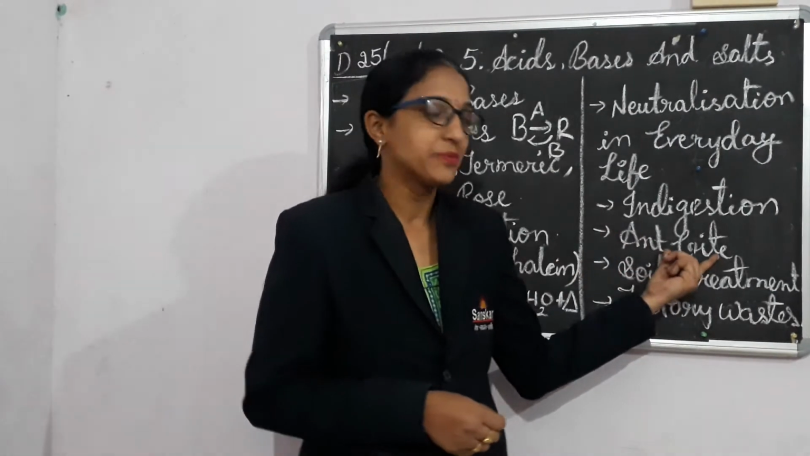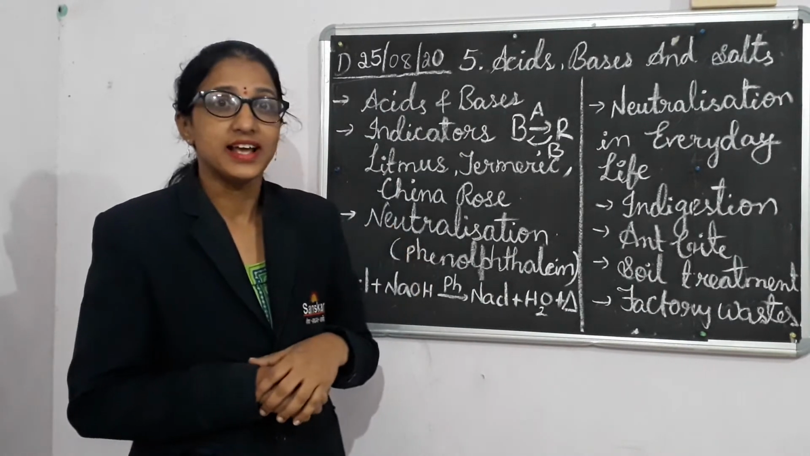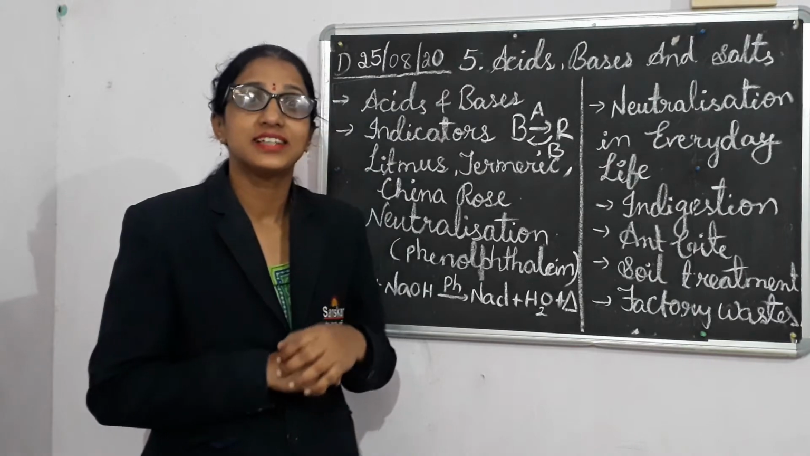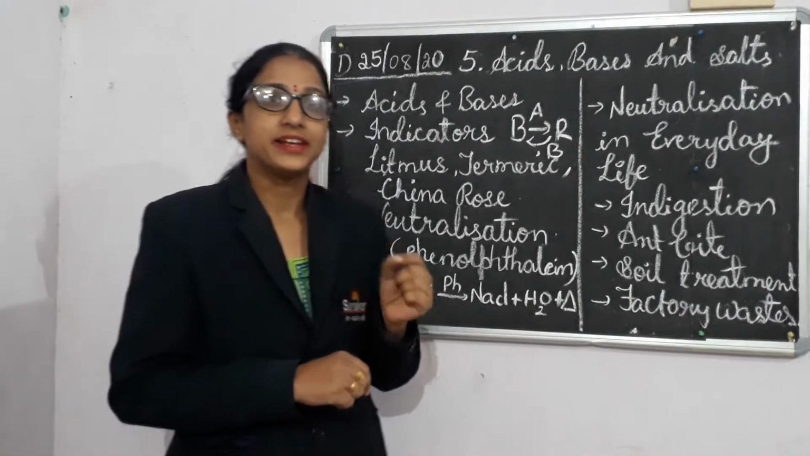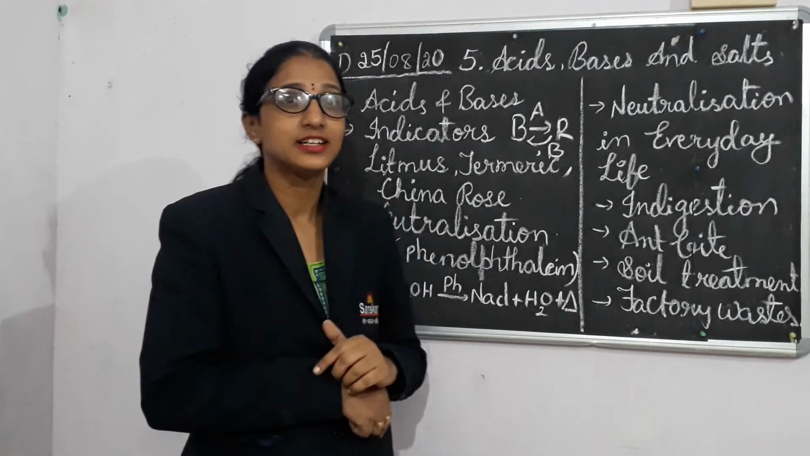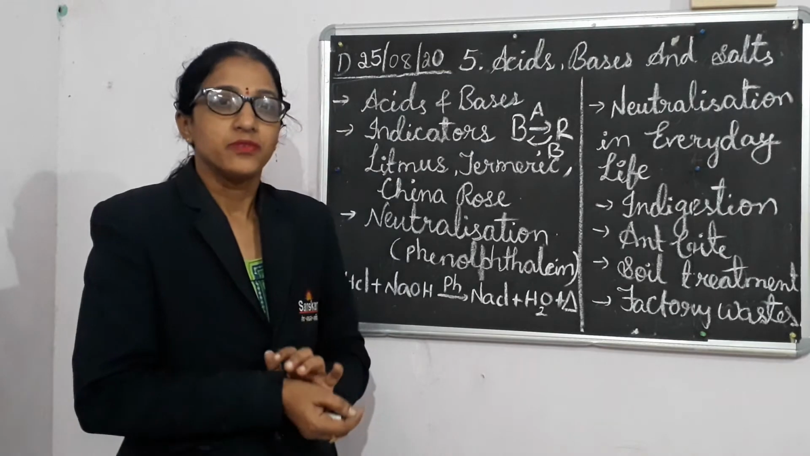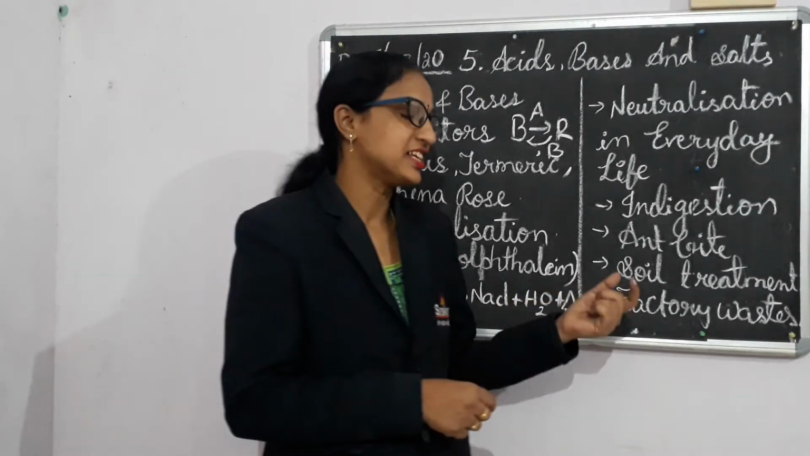And next one, ant bite. When an ant bites us, it first releases formic acid into our body. To neutralize that acid, we have to use baking soda. If we apply wet baking soda on the area, the acid is neutralized by the soda and we can feel relief from the burning sensation.